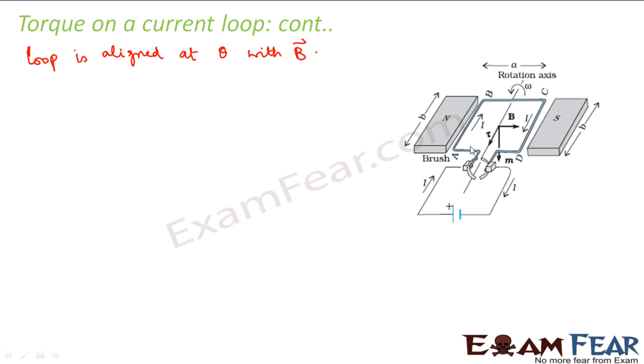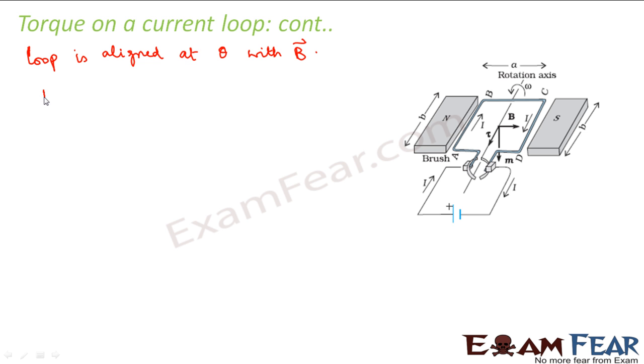In that case also, the forces which act on the sides AD and BC will be equal and opposite. Since they are along the same line, because AD and BC are joined together by the rotation axis, there cannot be any force which can push it down. It is not free to go up or down. So the net force that will act on AD and BC will be equal and opposite.